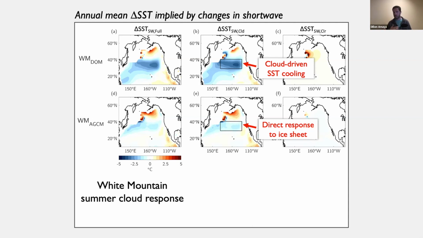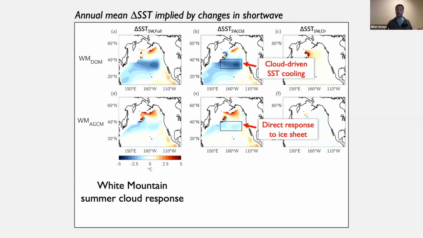And if you can translate that into an implied SST anomaly due to that change in cloud radiative forcing, that's what we see here. You can see that it looks very similar to the DOM, the White Mountain Dynamical Ocean Model experiment. The difference between the amplitudes is telling you how important those low cloud SST feedbacks are.